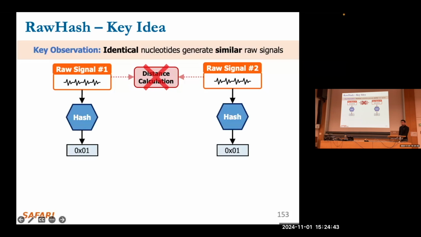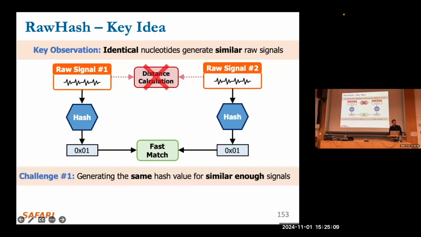Rather, what we want to do is generate hash values from these raw signals, such that we can just use these hash values to match them to each other. So if these raw signals are similar, we want to generate the same hash value and then find the similarity based on these fast hash matches instead of the distance calculation. But there are certain challenges to it.